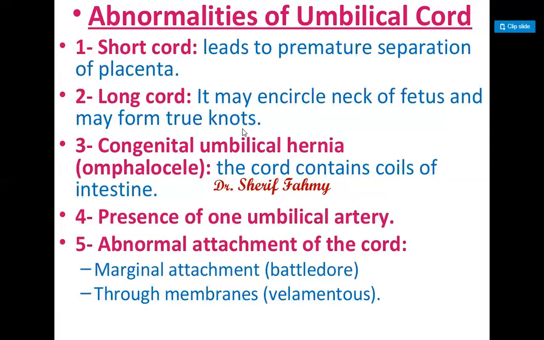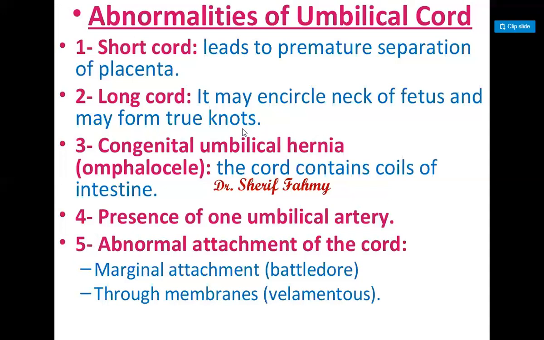Then the third variety is from the knot point of view. That is what I already said. If it is a true knot, then it is obvious there is a false knot also. And content wise, as we know, the normal content of the umbilical cord is two arteries and one vein, but sometimes there is some problem about the content, that is the single umbilical artery. That is also an abnormality. And next, sometimes there is a formation of cyst in the umbilical cord, and sometimes there is a problem of abnormal attachment of the cord.